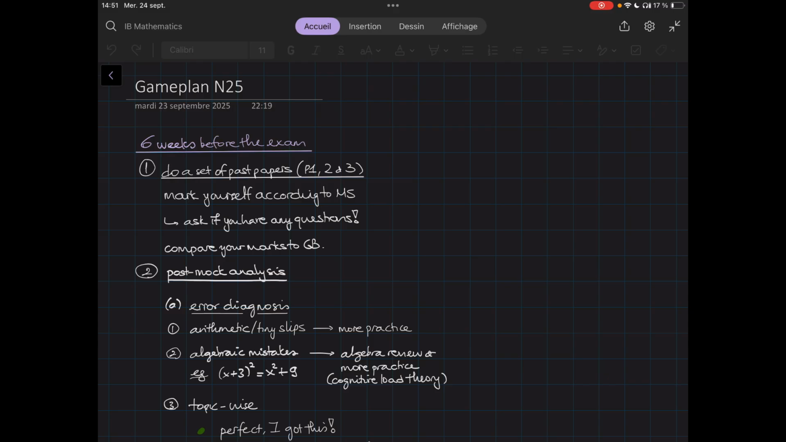So, first off, to know where you are, do a set of past papers, then mark yourself according to the mark scheme. If you have any questions regarding how to apply the mark scheme, please let me know. I would be happy to help. Then you will compare your marks to the grade boundaries to know where you stand.